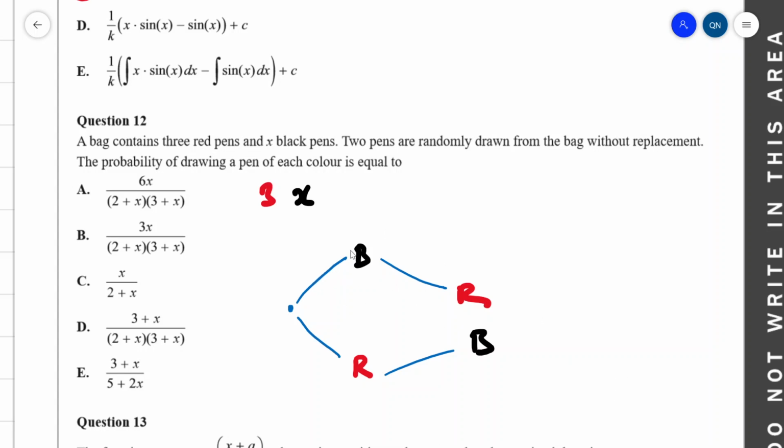So, what's the probability of picking a black pen initially? Well, there's going to be 3 plus X pens in total. And how many black pens are there? There's X of them. How many red pens? There's 3 of them. And in the next branch, there's going to be 2 plus X pens left. So we'll put something over 2 plus X. Now, we're going to pick a red pen. The probability of doing that is actually 3 over 2 plus X, because there's still 3 red pens remaining. We haven't touched them at all after the first choice. And similarly for the black pen, there's still going to be X remaining, because we didn't touch the black pens on this branch over here.